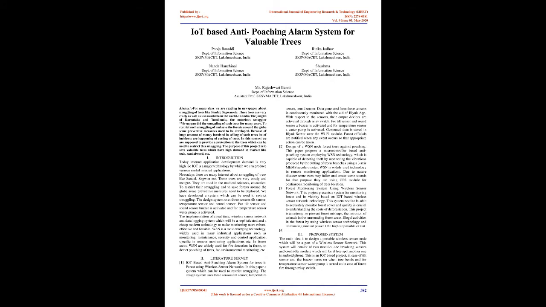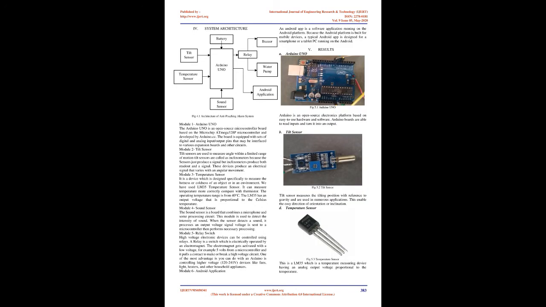For the tilt sensor and sound sensor, a buzzer is activated, and for the temperature sensor, a water pump is activated. Generated data is stored in the BLYNK server over the Wi-Fi module. Forest officials are notified when any event occurs so that appropriate action can be taken. 2. Design of a WSN node for protecting forest trees against poaching.